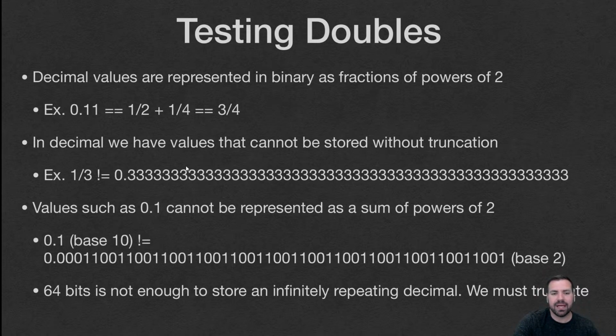In decimal, there are certain values that cannot be represented without truncation. The value 1/3 can't be expressed in a decimal portion. It's an infinitely repeating decimal. We can't write down exactly 1/3 in decimal, doing 0.3 out to infinity. It would take infinite digits to be able to exactly store this as a decimal. And the same is true in binary. Values like 0.1 in decimal, 1/10, cannot be represented as the sum of powers of 2 in binary. So 0.1 in base 10 would be 0.000110011 repeating forever in base 2 in binary.